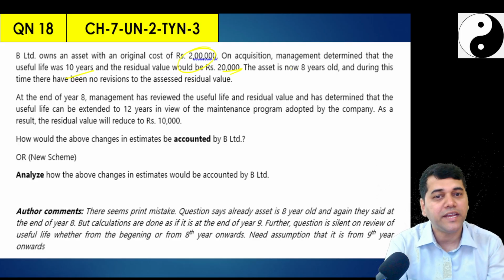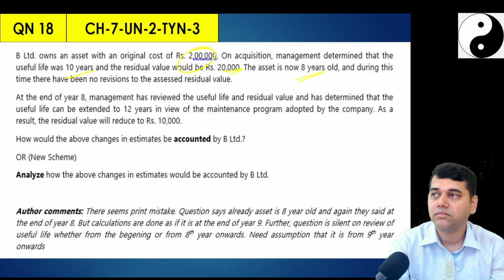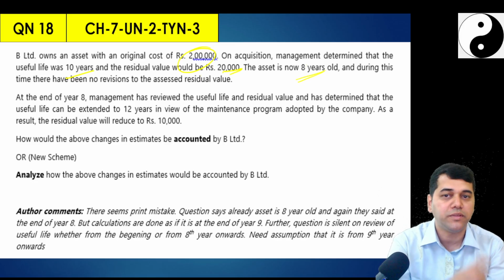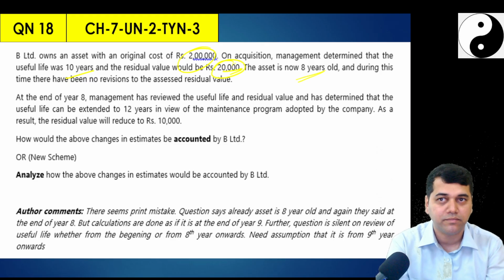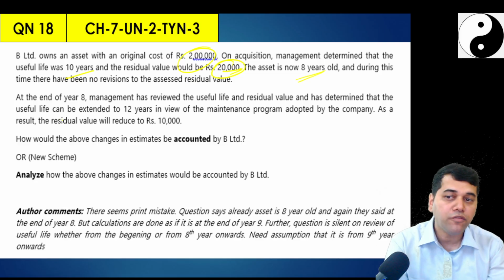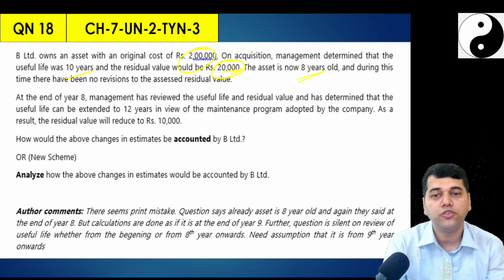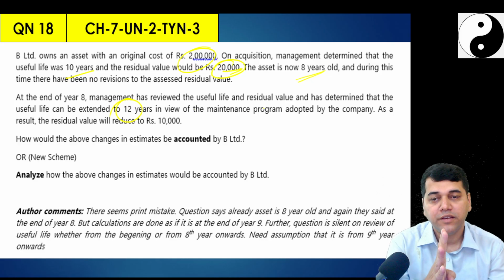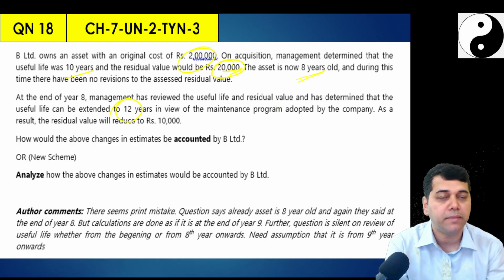Now the asset is 8 years old. 2 more years are remaining. And during this time, there has been no revision in the asset's residual value. That means your residual value remained the same. At the end of the 8th year, 8 years finished, no? The management revised the useful life and the residual value and determined that the useful life can be extended to 12 years. 2 more years, 4 years are left, in view of the maintenance program adopted by the management. As a result, the residual value got reduced to 10,000.